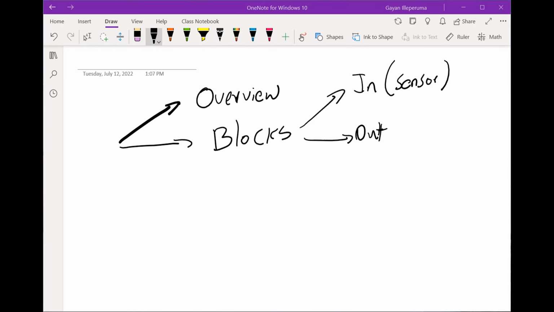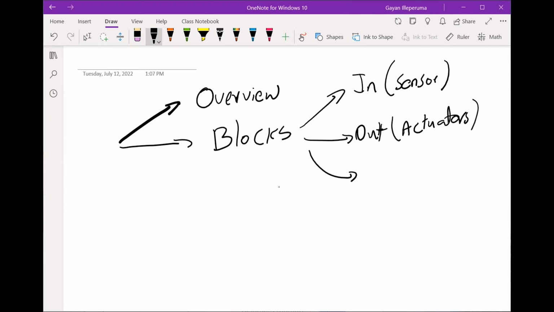Then you have the outputs. Now these are the things that basically convert your signal into something tangible. We sometimes call these actuators, like motors, lights, and things like that.